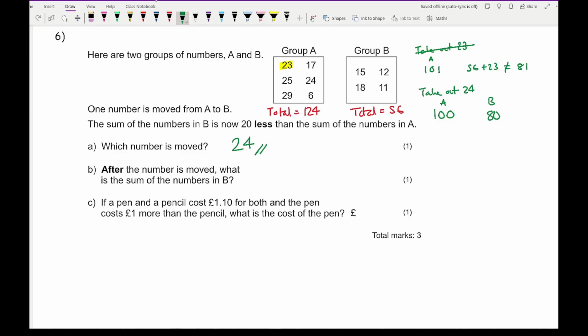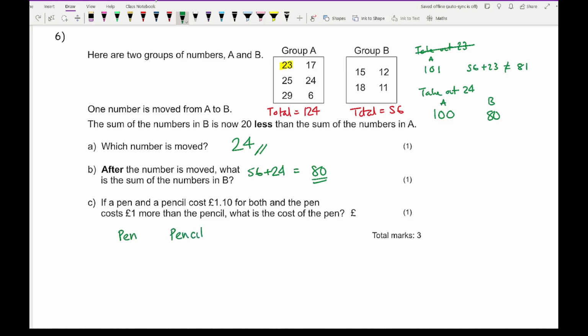It then says after the number is moved, what is the sum of numbers in B? Well, it's going to be 56 plus 24, which is 80. C then says if a pen and pencil cost £1.10 for both, and the pen costs £1 more than the pencil, what is the cost of the pen? So again, if we just start by having pen and pencil.